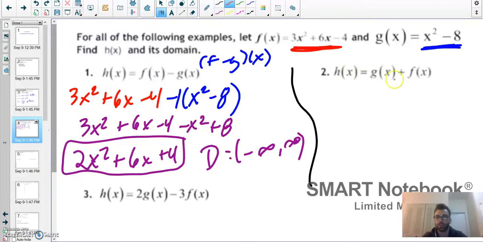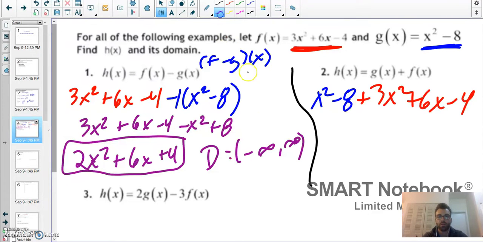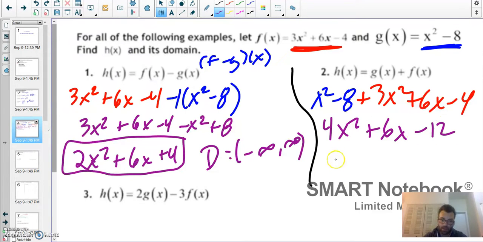Next we have g of x plus f of x. So g of x is x squared minus 8, plus f of x, which is 3x squared plus 6x minus 4. Again, combine your like terms. You should have 4x squared plus 6x minus 12. In your domain, again, it's a squared function, so all reals, negative infinity to infinity. I notice I'm going pretty quickly. Hopefully you're going pretty quickly through these two.